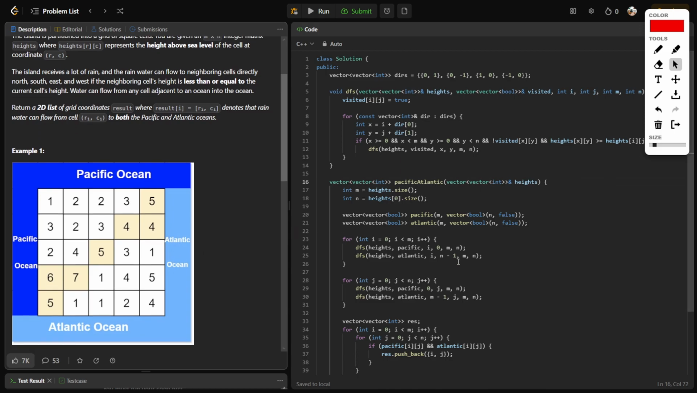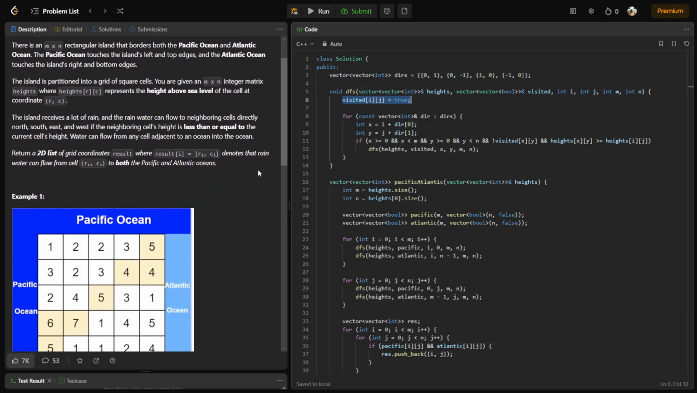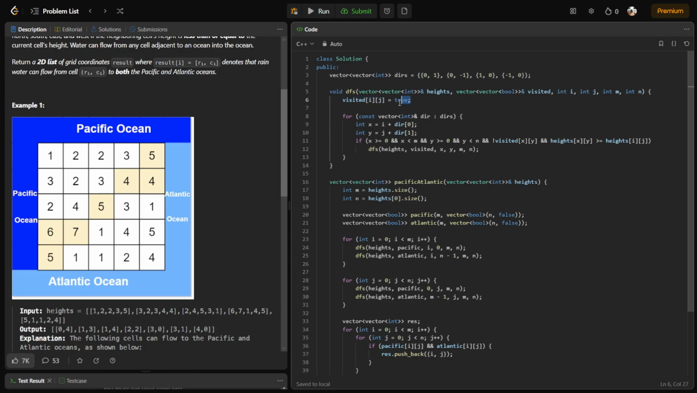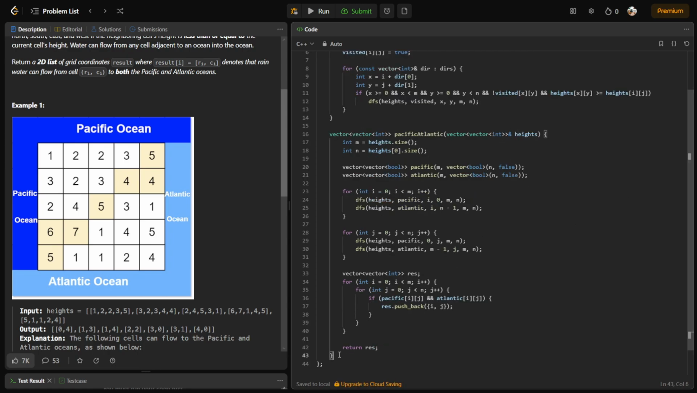As I mentioned, we will need depth first search for this. In my depth first search function, it's pretty much similar to all depth first search functions, but instead I have a directions vector here, and for each cell that we visit, I will mark that cell as true. Actually, I think we should start with the main function first.